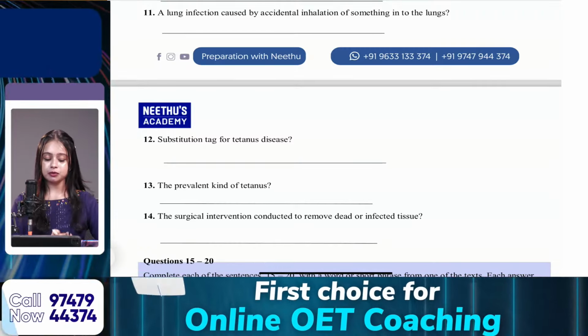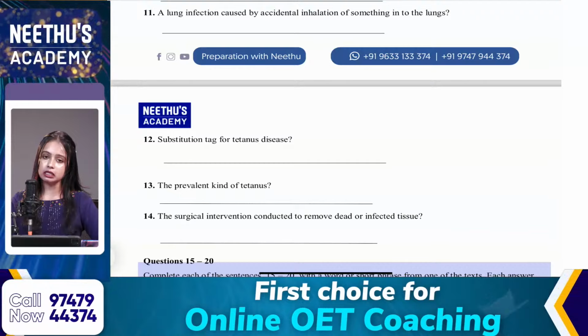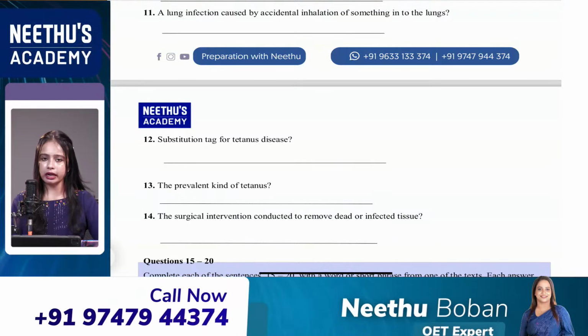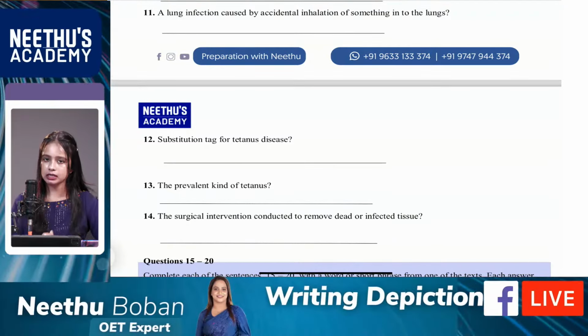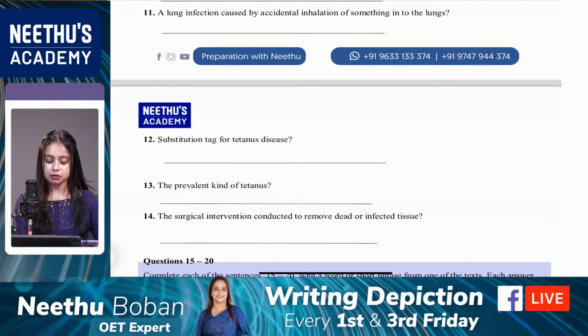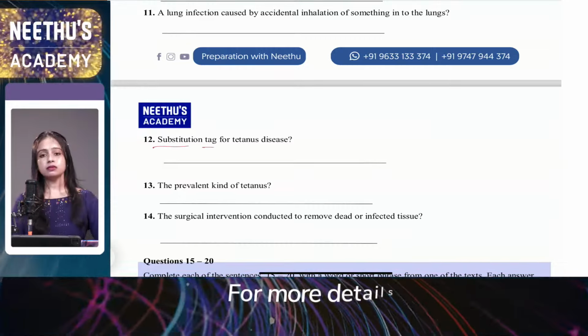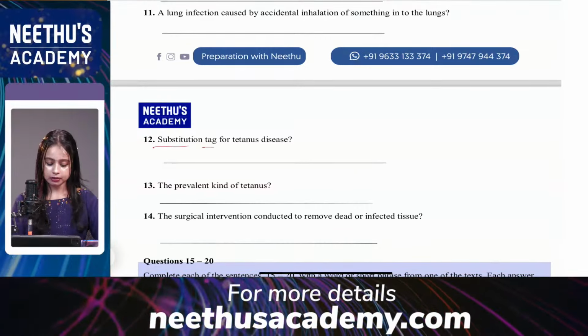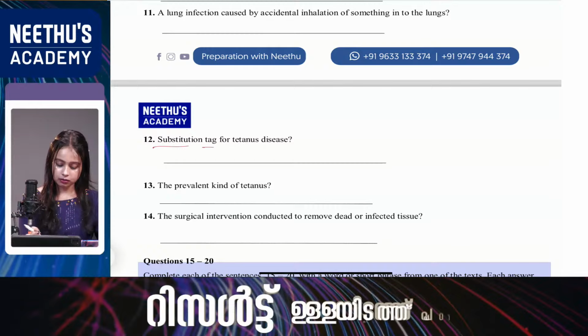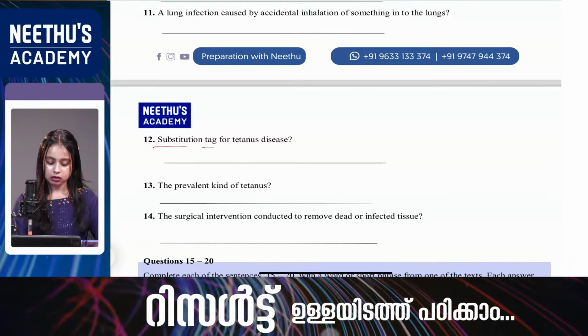12th one. Substitution tag for tetanus disease. Very simple question. What is an alternative name for this disease? That is simply how I can say it. So substitution tag, these are my keywords from the question. So what is another name? What is an alternate name for this disease? 12th one. Okay, any idea?